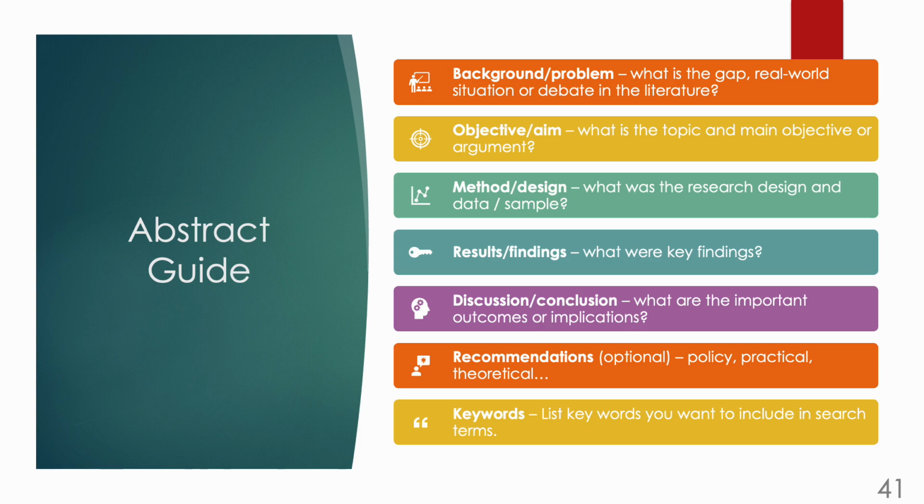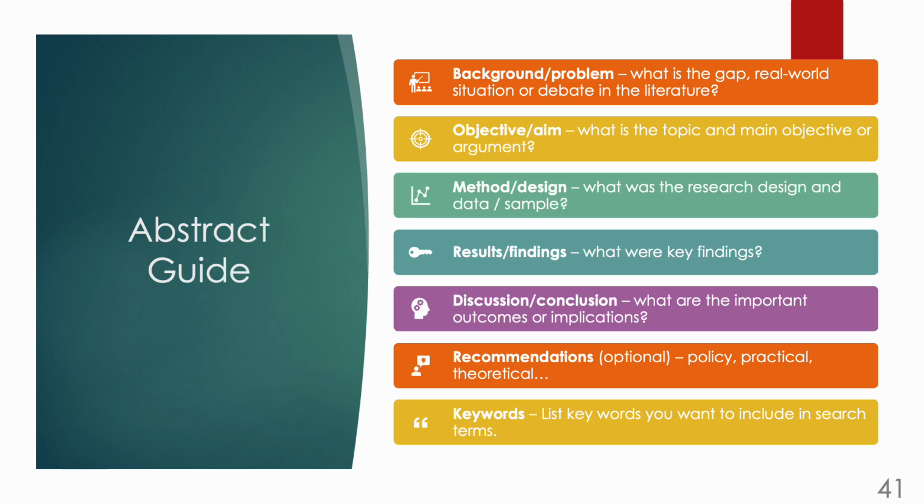I hope you are able to see the common elements from these example abstracts. I encourage you to dissect papers under your own topic with a similar critical approach. Keep in mind this abstract guide. First, what is the background or problem? What is the gap or real-world situation or debate in the literature? Have objectives or aims been clearly stated? What is the topic and main objective or argument?